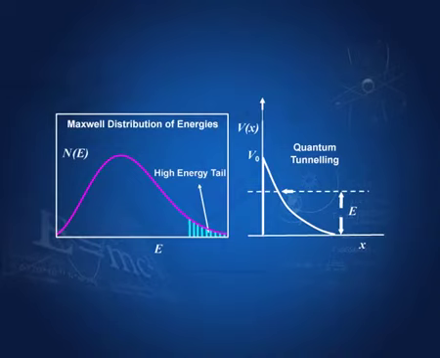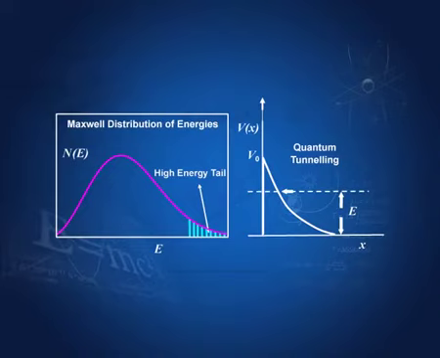Even if the energy is not sufficient, this is the relative energy of the two protons, and this is the potential barrier. Even if this energy is not sufficient, there is a finite probability given by the Heisenberg uncertainty principle that the protons can tunnel through the potential barrier and meet. So, that is how the fusion reaction takes place.